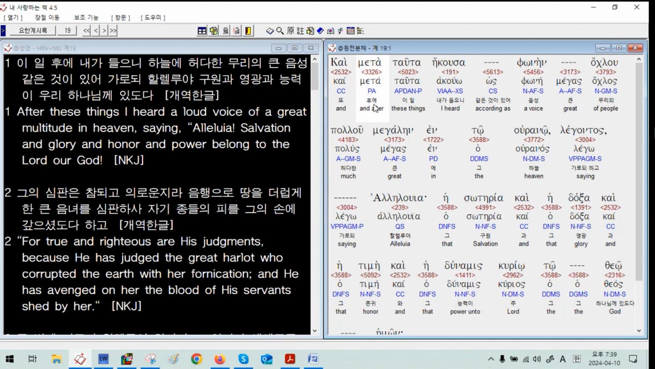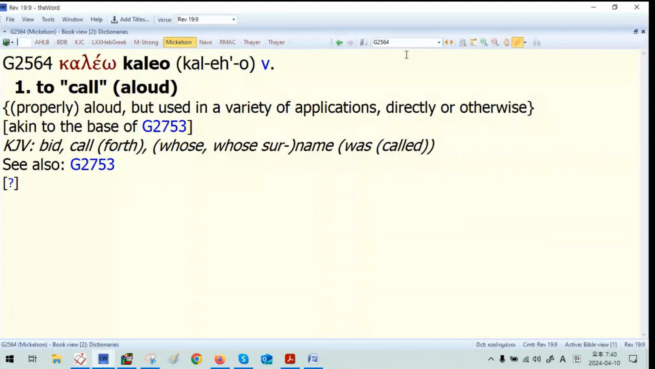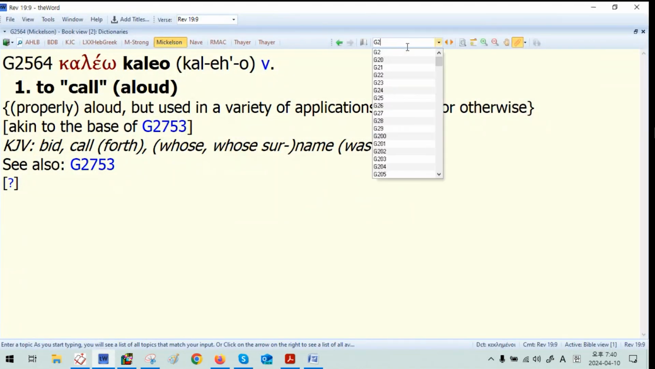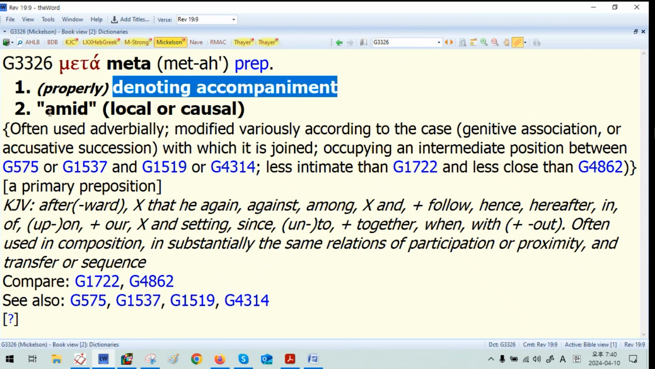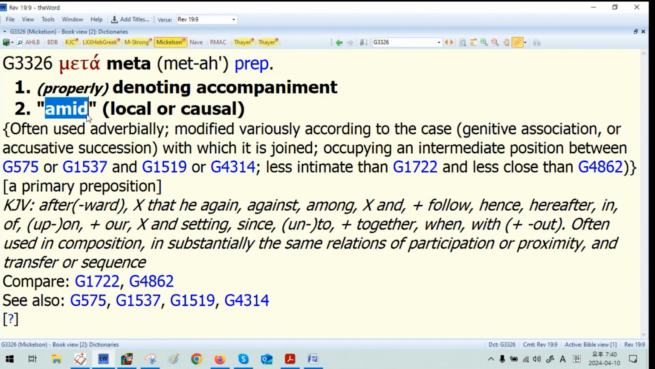Also, we haven't studied the preposition yet. The meta preposition is combined and joined. I translate meta as with. Let's go to the dictionary, 3326. Greek 3326. So meta, denoting accompaniment, amid. And then this is what? Joined.